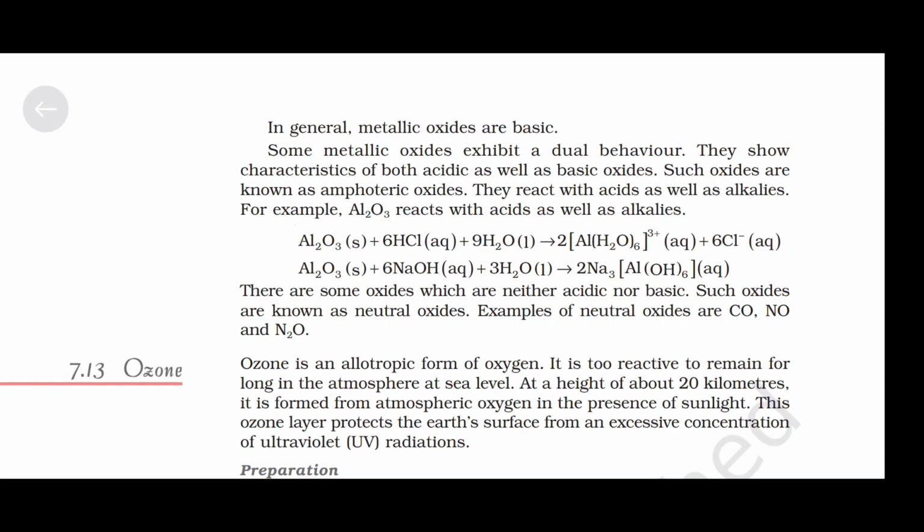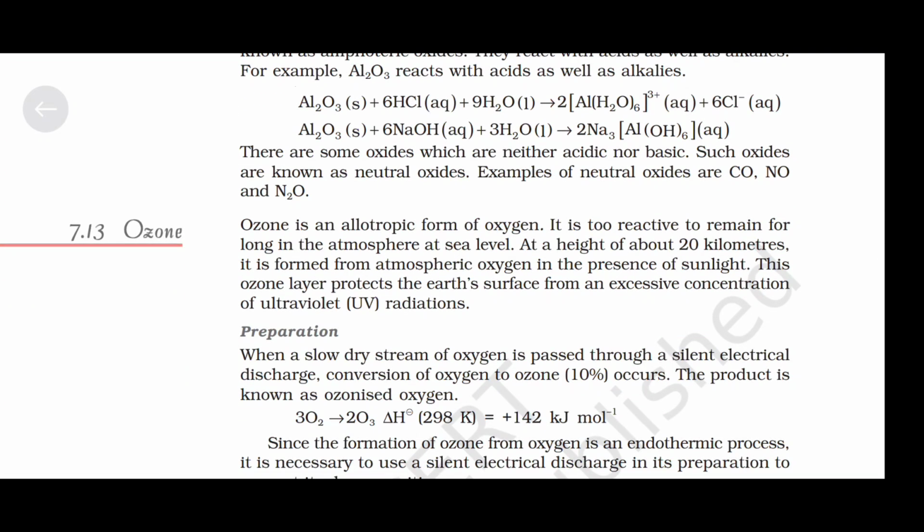For example, Al2O3 reacts with acid as well as alkalis. So here you can see the reaction of Al2O3 with HCl, that is acid. Also Al2O3 is reacting with NaOH, that is a base. You can see what is the complex formation that is occurring.